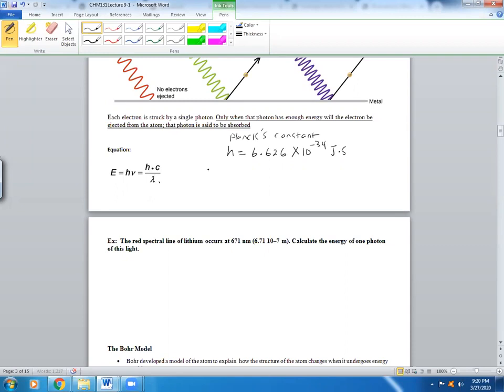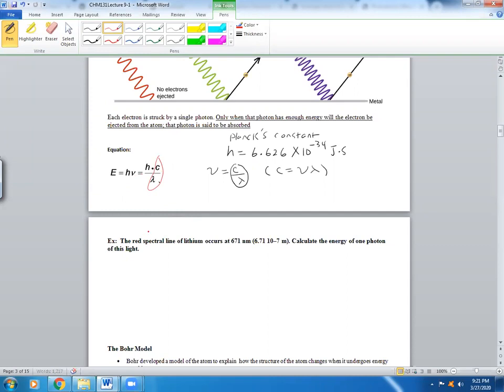If you recall, this comes from the equation we did at the beginning, c equals frequency times lambda. So if I solve for the frequency and substitute, it's going to be this. So this part right here is substituted right here.